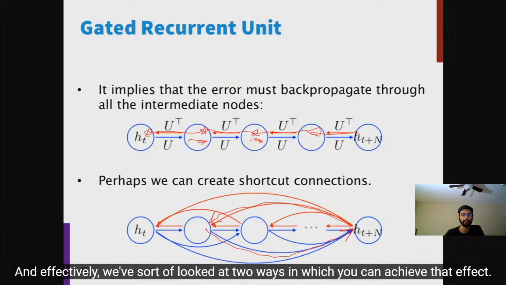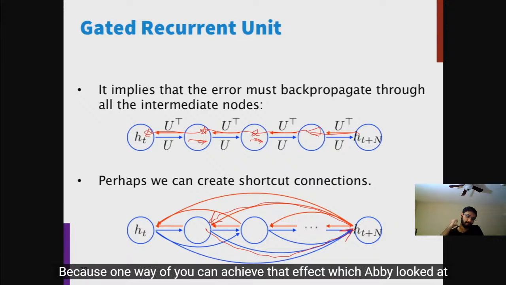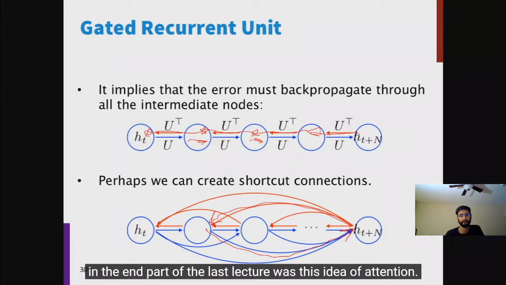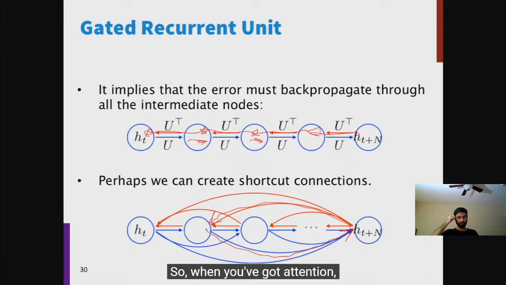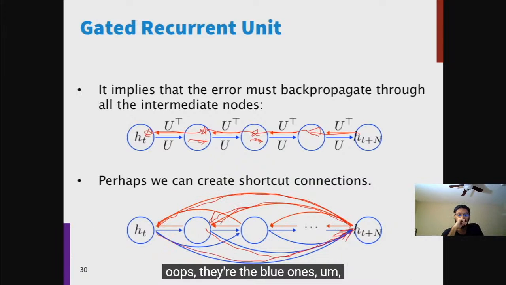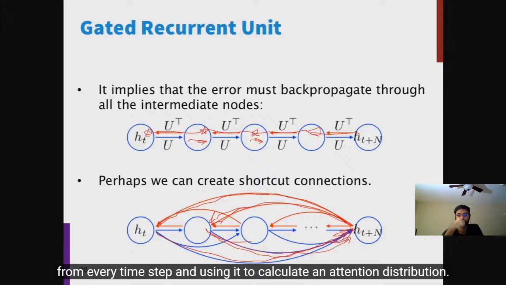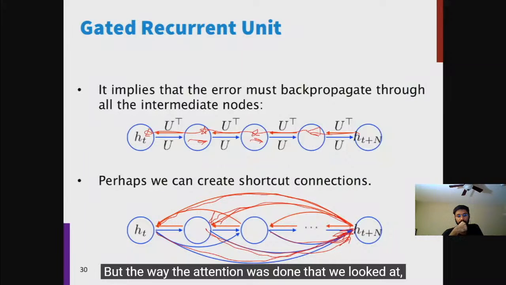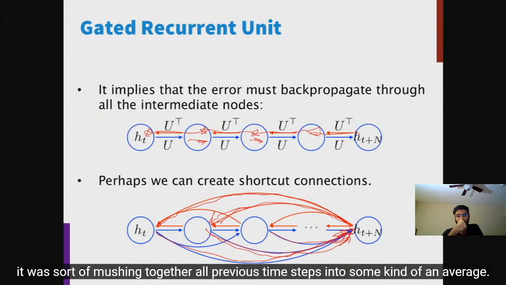And effectively, we've looked at two ways in which you can achieve that effect. One way, which Abby looked at in the end part of the last lecture, was this idea of attention. When you've got attention, you're creating these shortcut connections, the blue ones, from every time step and using them to calculate an attention distribution. But the way the attention was done that we looked at, it was mushing together all previous time steps into some kind of an average.